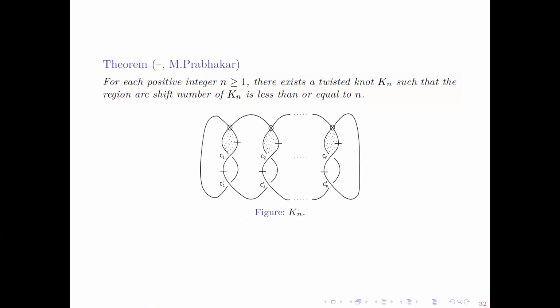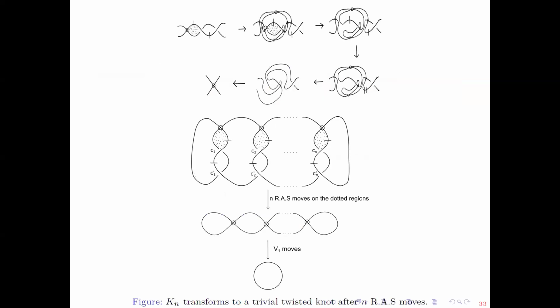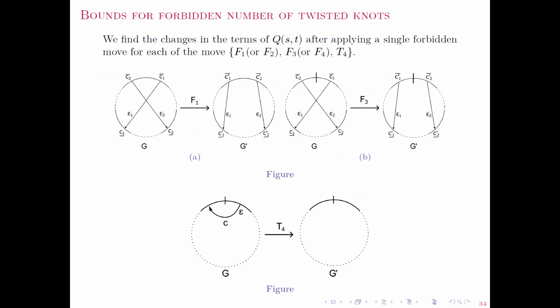invariant actually. So next, because we couldn't find the lower bound for RAS, we took the forbidden number of twisted knot diagram and we tried to find a lower bound for it. What we did for that was we will find the changes in the terms of this polynomial after applying a single forbidden move from this set for every case F1, F3 and T4.